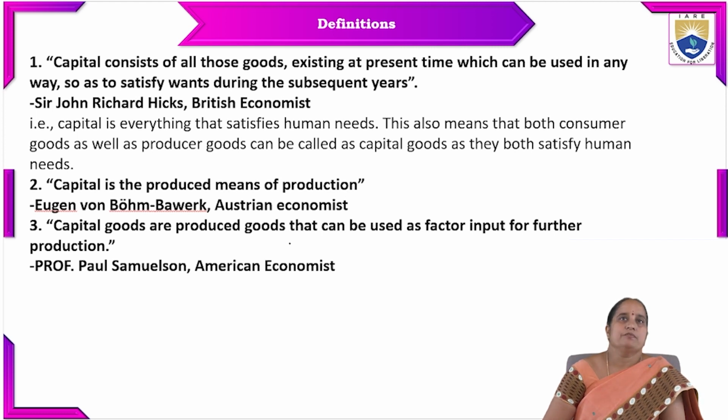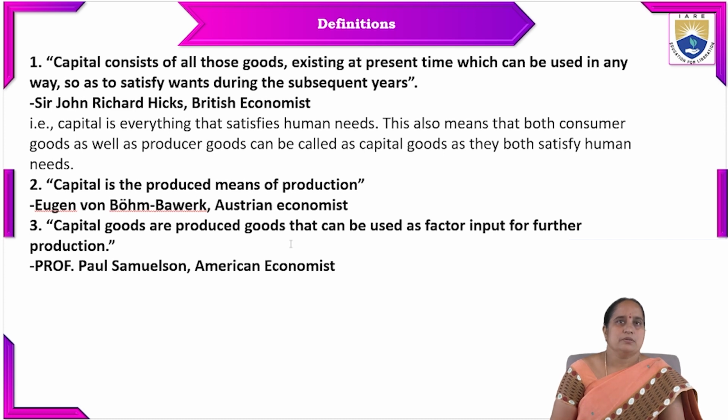Coming to the definitions of capital: capital consists of all those goods existing at present which can be used in any way so that they can satisfy wants during subsequent years. This definition was given by Sir John Richard Hicks, a British economist. According to him, capital is everything that satisfies human needs. This also means that both consumer goods as well as producer goods can be called capital goods, as they both satisfy human needs.